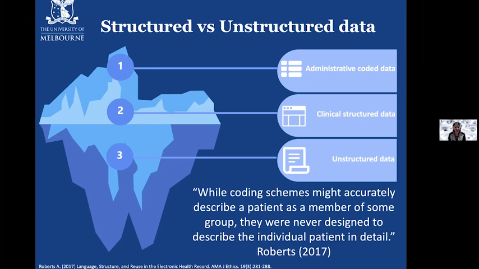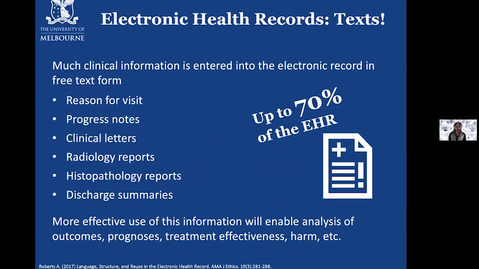There's a little quote here that I like from Roberts, who says, while coding schemes might accurately describe a patient as a member of some group, they were never designed to describe the individual patient in detail. And where we get that detail from is from the clinical structured data, the more patient-specific data that we capture, and the unstructured data. So what is that unstructured data?